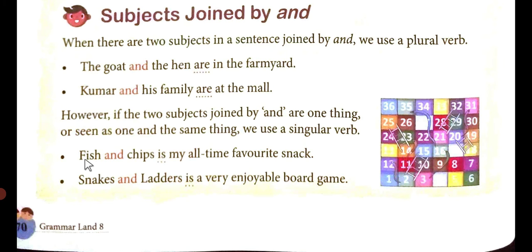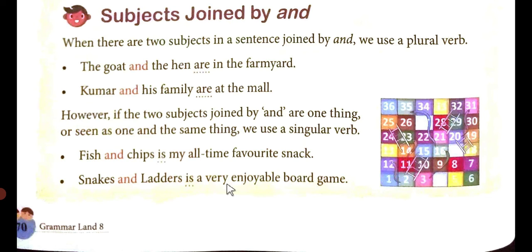Fish and chips is my all-time favorite snack. Here, "fish and chips" is a subject made of two subjects joined by "and", but they are the same thing, one thing. Fish and chips is a snack, just one thing. So that is why we use a singular verb, "is".